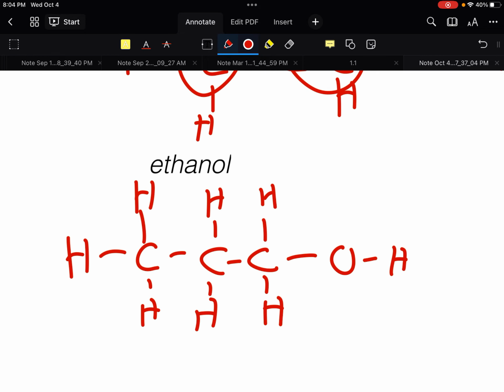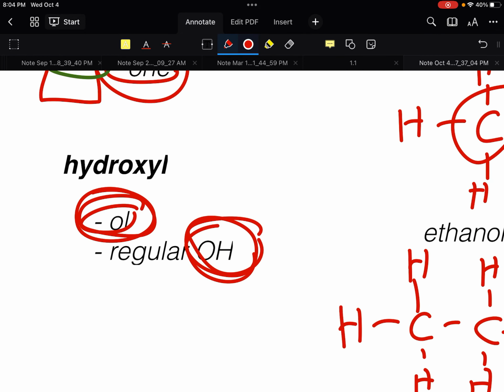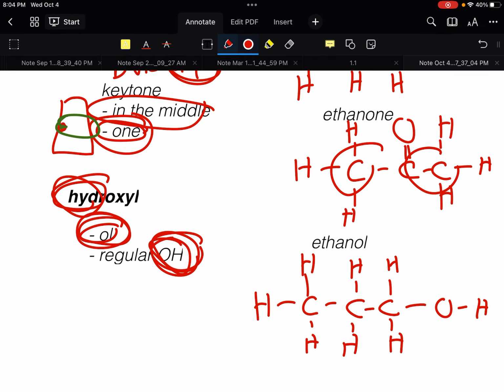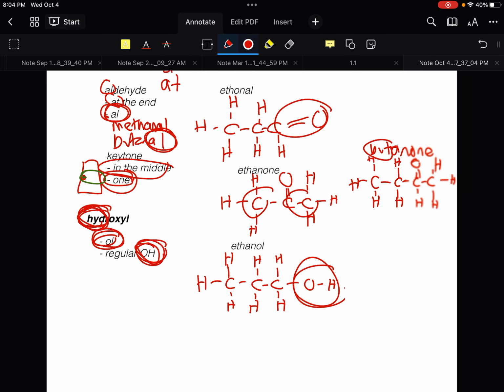Alrighty, there you guys go. This is ethanol for you guys. Hydroxyl, OH, hydrogen, I'd say, relates to OH, hydroxide. OH is hydroxide, hydroxyl. It sounds similar, so you add a hydroxide at the end.